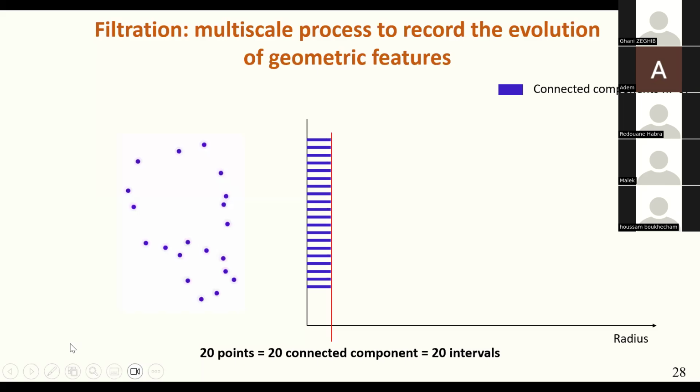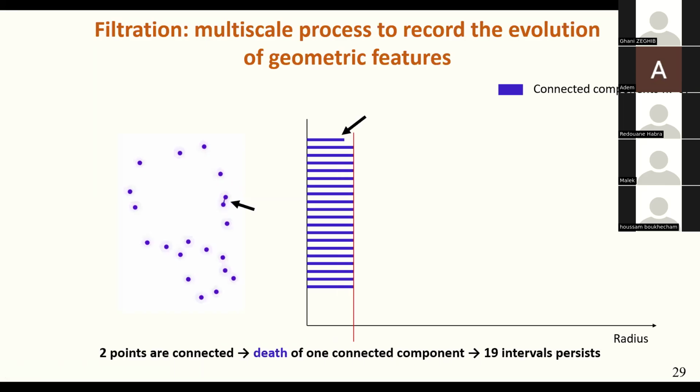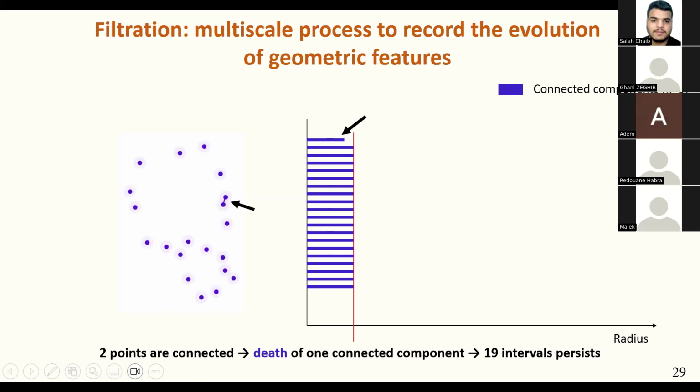And as I said, we want to take the ball centered at each point and make the radius grow. As the radius grows, if we have an intersection between two balls, we will add the 1-simplex that joins the centers. So when we do this, we have one connected component that dies. When it dies, we stop the interval, and we have 19 other connected components that persist, which are represented by the persistence of the 19 other intervals.